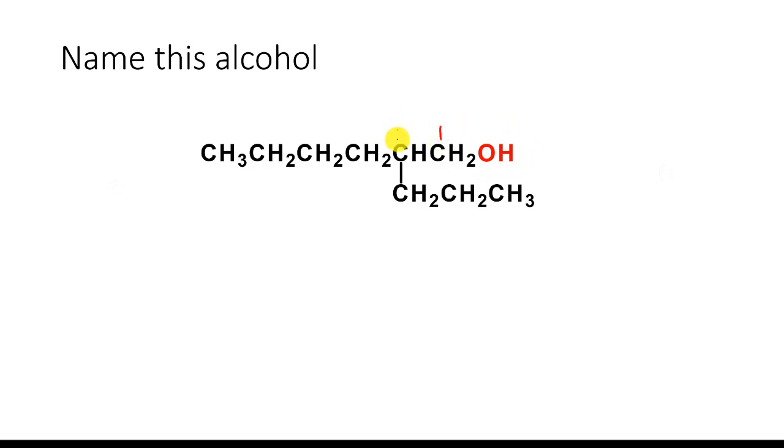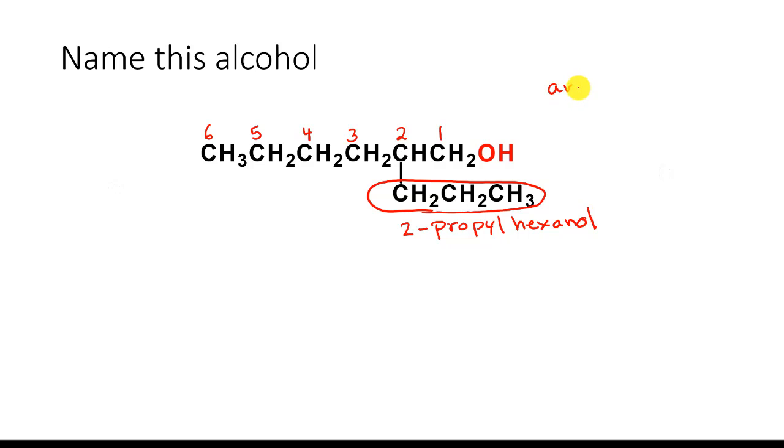1, 2, 3, 4, 5, and 6. And then this becomes a substituent of the parent chain. So this becomes a propyl group. So it's on the number 2 carbon, so this becomes 2-propyl, and then it's 6 carbons, so it's hexane, right? But hexanol. Again, we get rid of the E on the ANE ending. We get rid of the E and we replace it with the OL. Okay, like that.